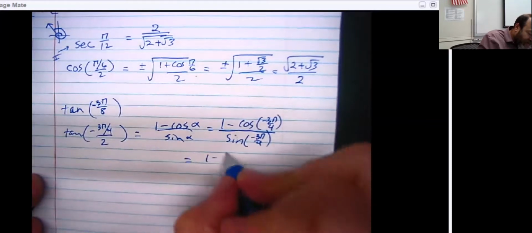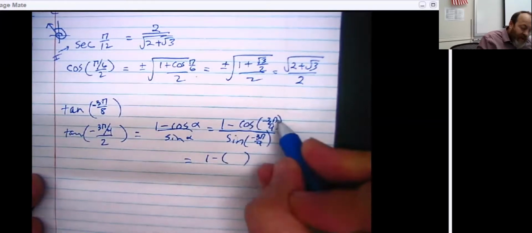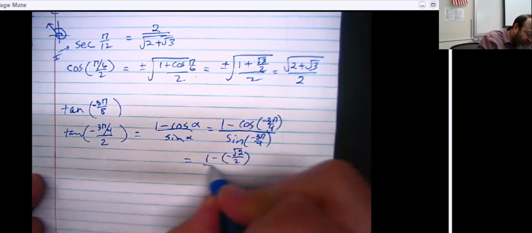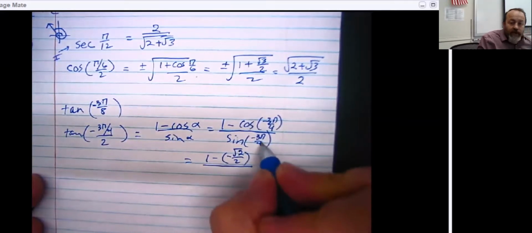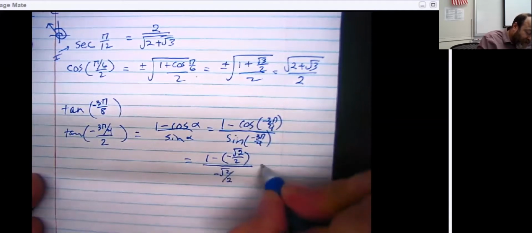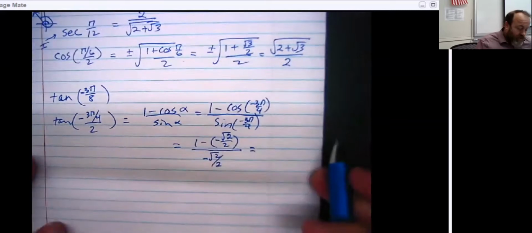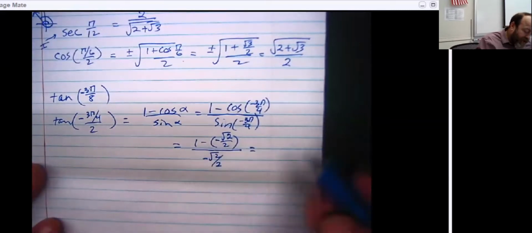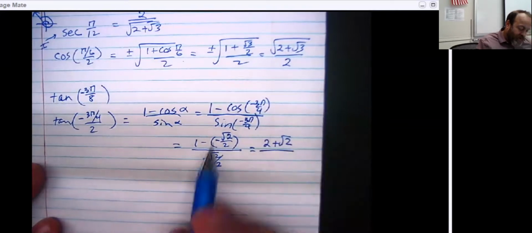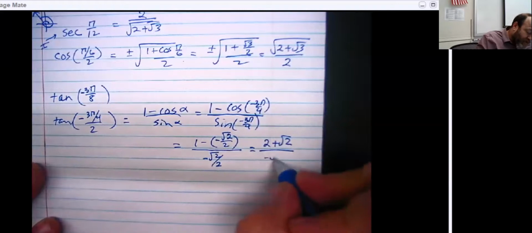So that leads me with this answer right here. The cosine of negative 3 pi over 4 is actually negative root 2 over 2. That's from the simple unit circle. The sine of negative 3 pi over 4 is also negative root 2 over 2. So doing just a little bit of cleanup, I'm going to multiply everybody by 2. So I'd get 2 plus root 2 on top. Notice the double negatives. And divided by negative root 2.